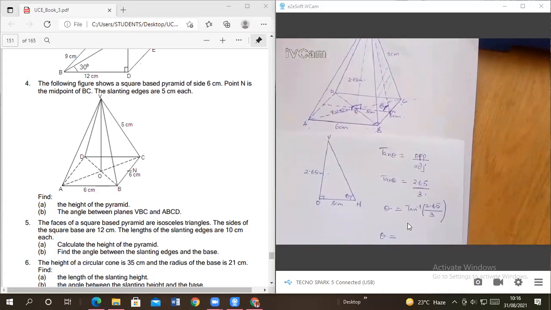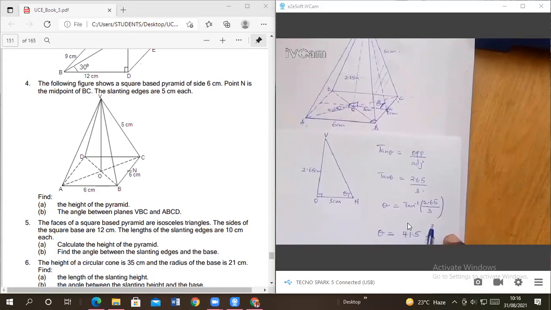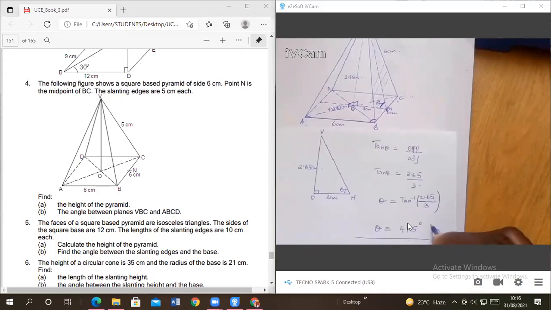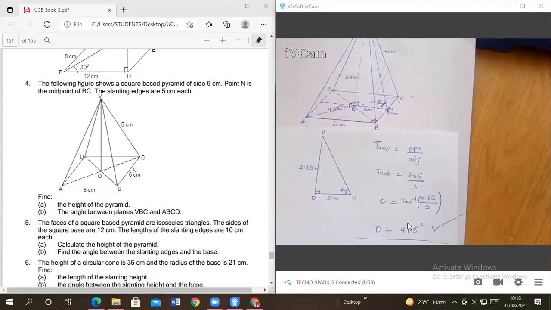41. 41.45. 41.5. 41.5. Are they cows, mangoes, tomatoes? No. They're what? Degrees. Correct. And when you do that, you have passed that question to find the angle between those two planes.